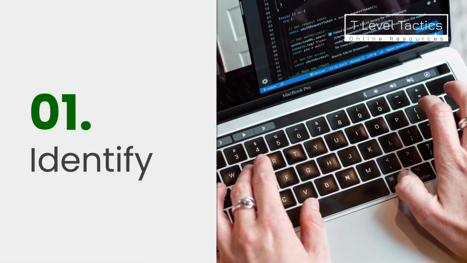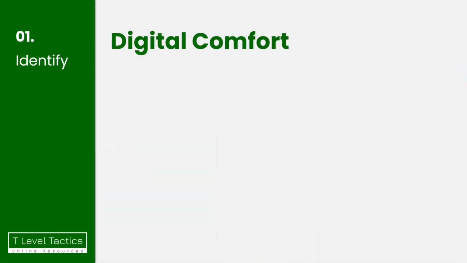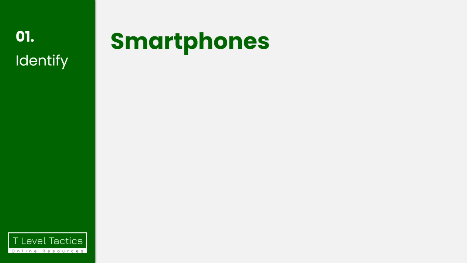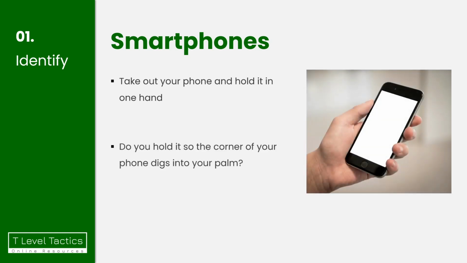So let's look at the way that we use some digital devices. Let's take a quick look at how we use devices and just follow along with my instructions for now. See how many of these things apply to you. Let's start off with smartphones. First of all, take out your phone and hold it in one hand. Now, do you hold it so the corner of your phone digs into your palm like this? Many of us do. We don't realize it's a common trend.